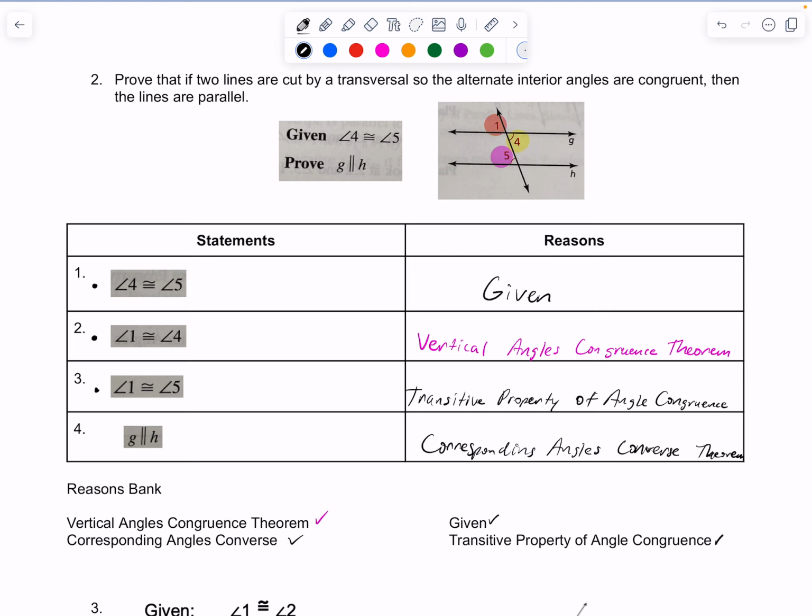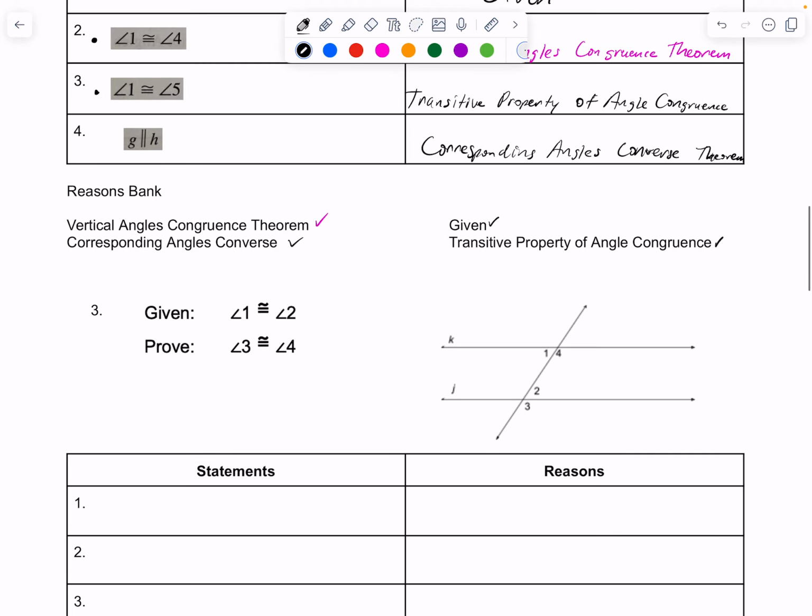Okay, so that's how these proofs are going to work. We're going to do one more together, and then I have some for you to practice, which you can check out the key on Canvas, and then also there'll be homework where you're practicing this as well. Okay, let's do example 3.